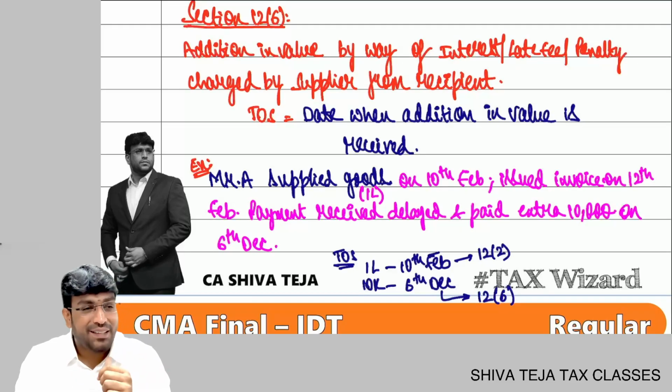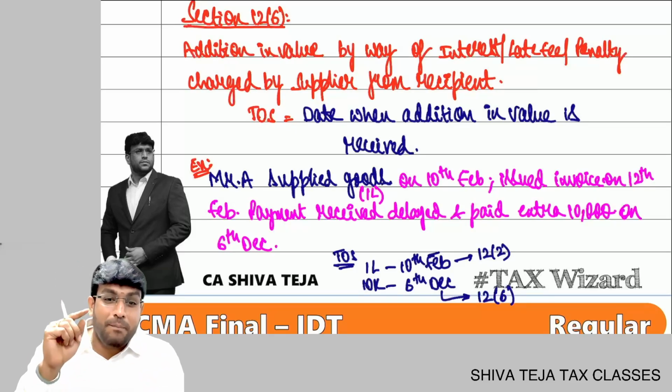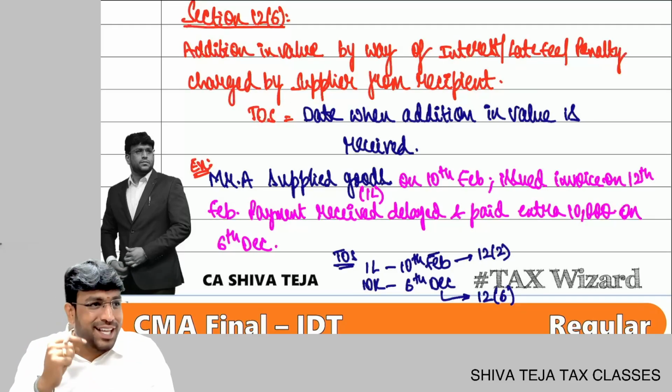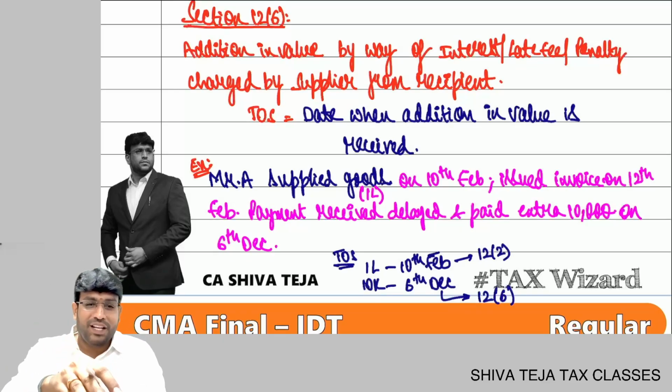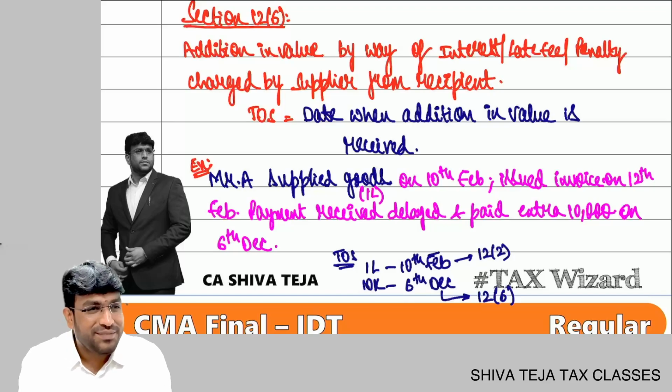What is 7.1a? Supply includes all forms of supply of goods or services or both, such as sale, transfer, barter, exchange, license, rental, lease or disposal, made or agreed to be made for a consideration in the course or furtherance of business. What is section 249? 252. 202. 274. What is section 12.5? Residual case. Are we clear?